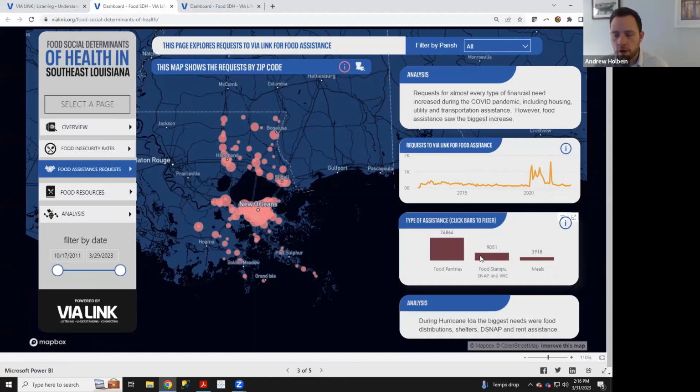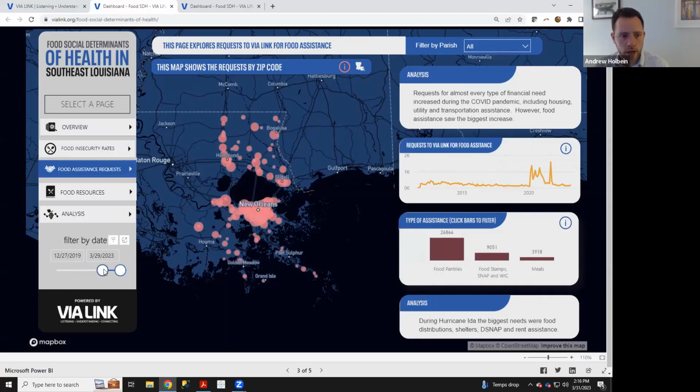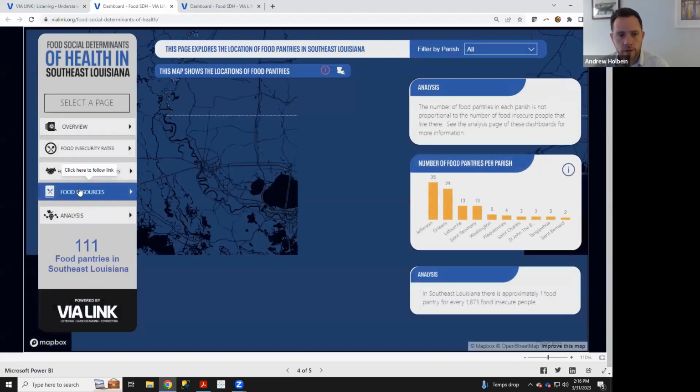The dashboards have some nice filtering ability that can allow users to explore the data themselves. You can click on these bar charts and it filters the other charts. There's also a filter here for parish. If you're interested in a specific parish, you could do that, or you could use this slider to filter by date. Some of our other dashboards include demographic filters and things like that. It allows you to really explore the data yourself and draw your own conclusions.